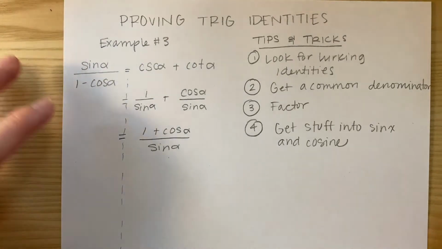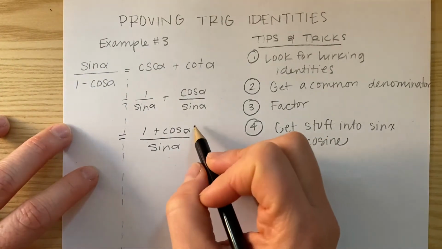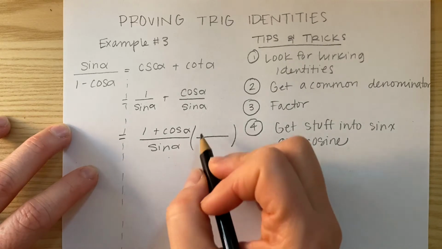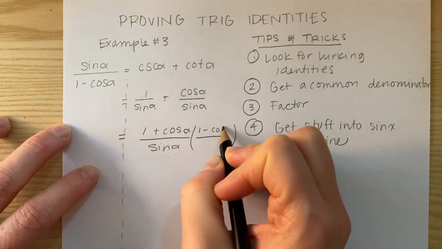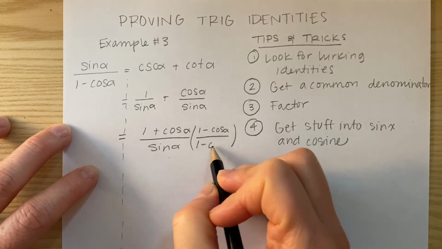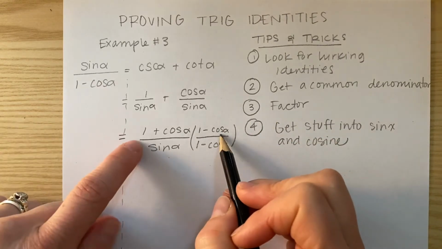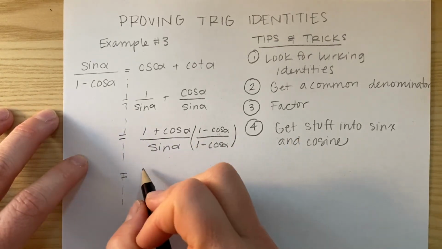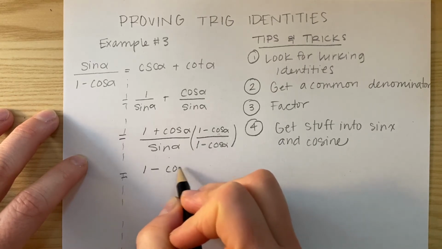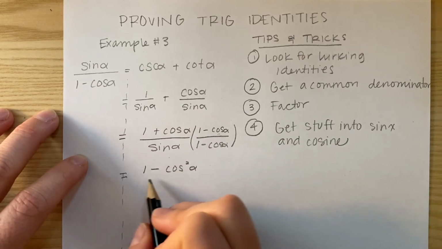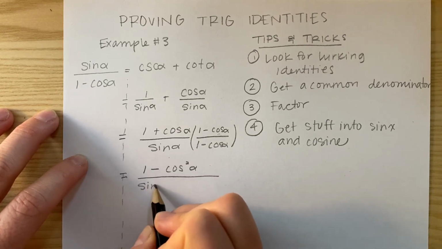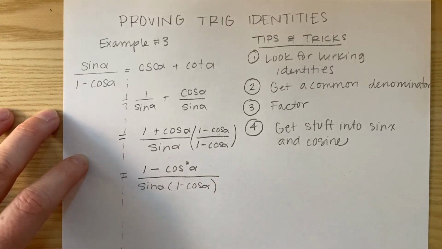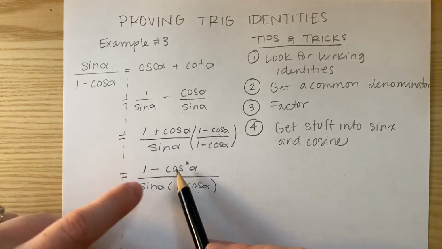And I don't really know what to do. So I'm going to multiply this by a carefully chosen one. I'm going to choose a weird carefully chosen one. I'm going to choose 1 minus the cosine of alpha. And I'm choosing that because I know some difference of two squares patterns here. This is the same as 1 minus the cosine squared of alpha over sine alpha times 1 minus the cosine of alpha. Now, that gets this there, but what about this stuff?